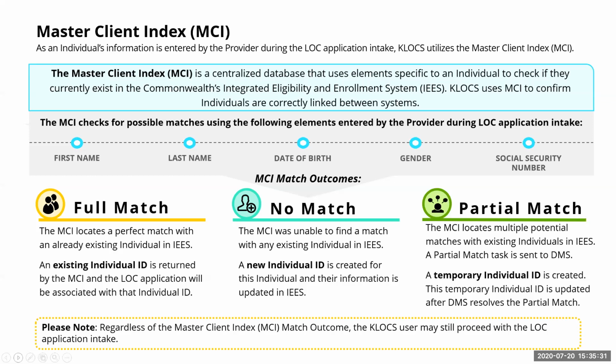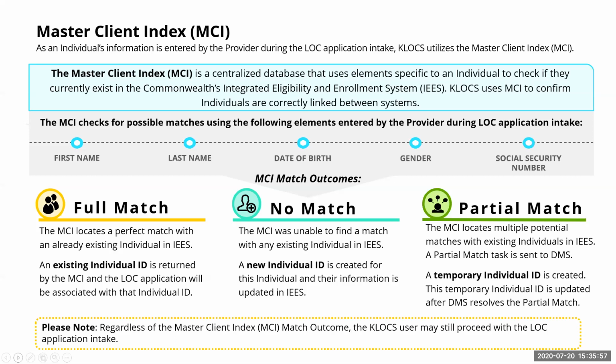So as you can see on this slide, the MCI is going to check 5 different key elements. Those key elements are first name, last name, date of birth, gender, and then last but not least, the social security number, the SSN. So all 5 of those things are taken into account. Once those 5 elements are checked against the MCI, there are going to be 3 different possible outcomes for an individual.